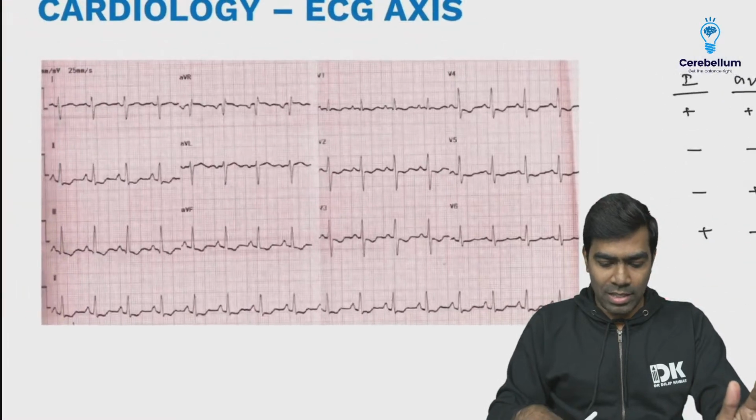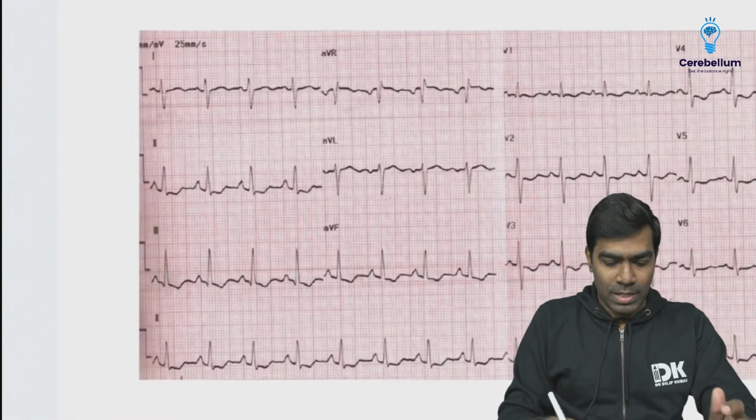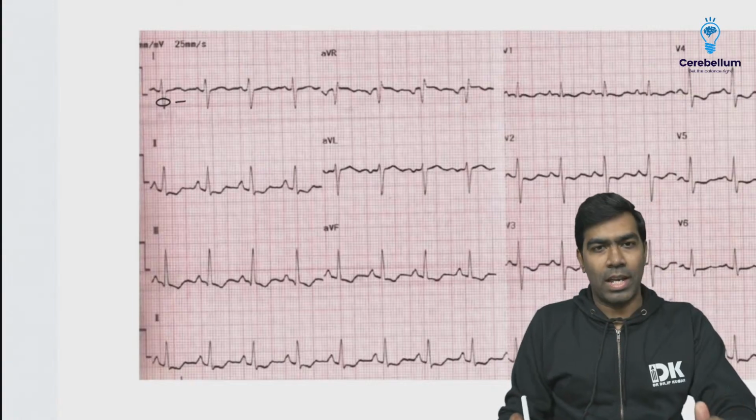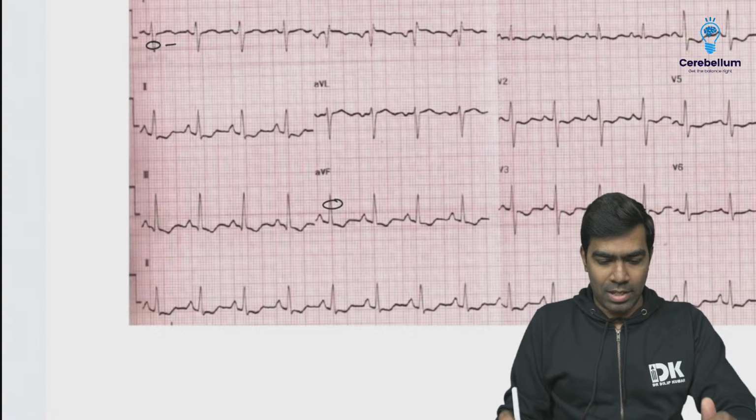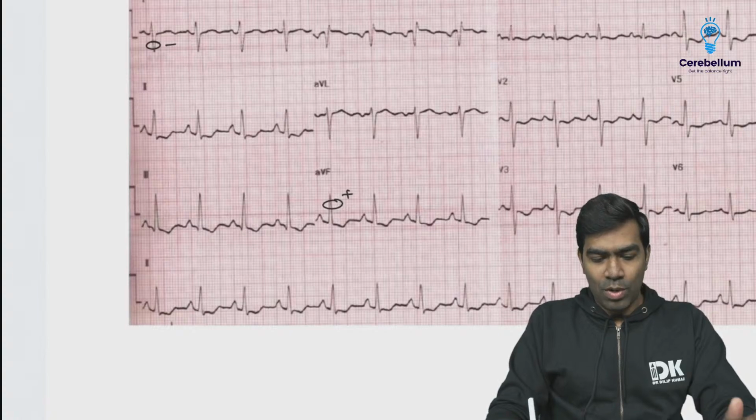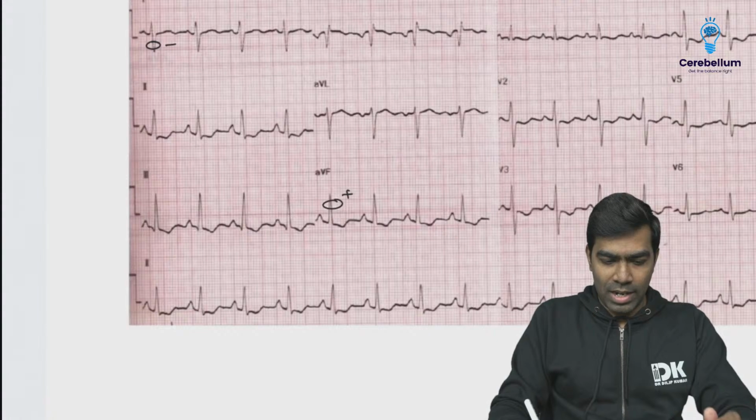Look at this ECG. This patient is having lead 1 negative, and lead AVF is positive in this case. So if lead 1 is negative and lead AVF is positive, it's going to be a right axis deviation.